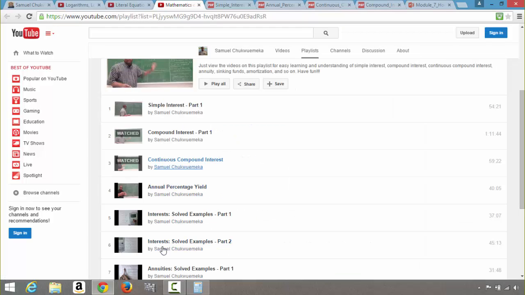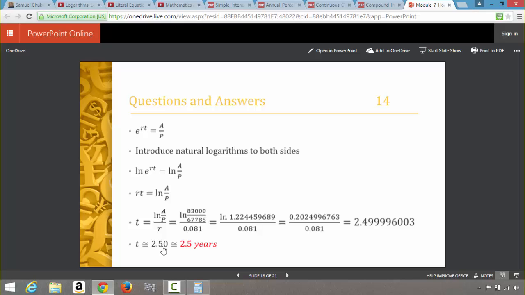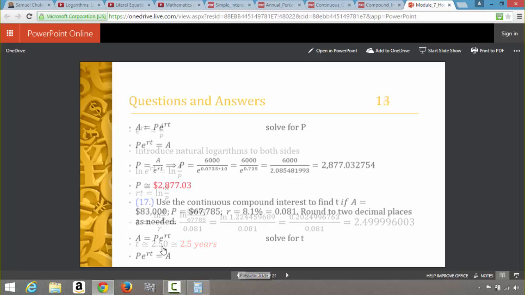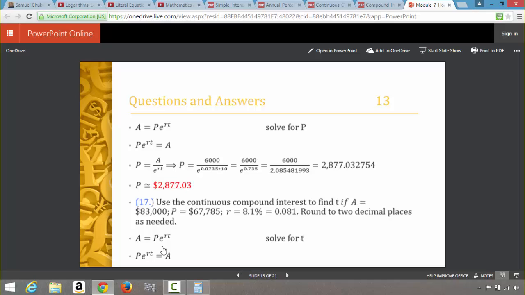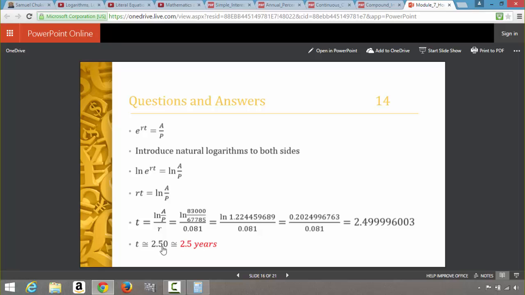Mathematics of finance, continuous compound interest. There's something I want to say here. Round to 2 decimal places as needed. If you get 2.50, it is correct. But somehow or another, MATLAB is stubborn and might not recognize it as an answer. So you just give them 2.5.